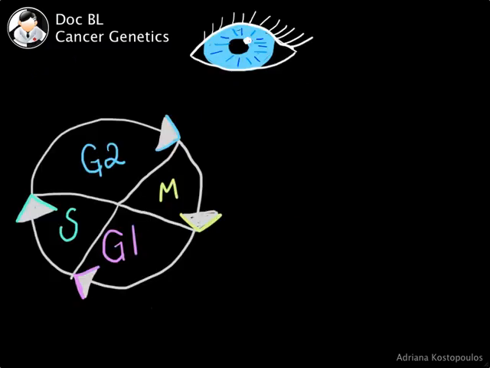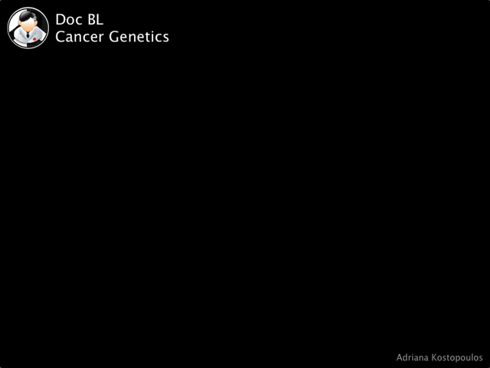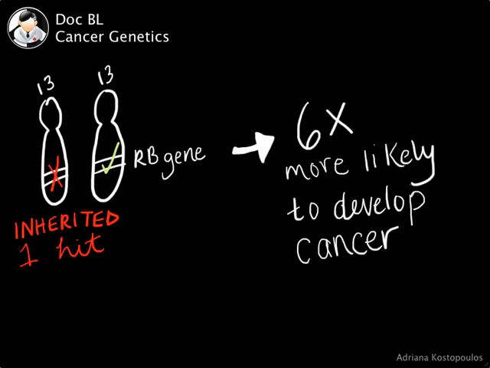So let's take the example of retinoblastoma. This is a tumor of the retina. Retinoblastoma is also the name of a protein that monitors the cell cycle at G1 phase. So if a cell has damaged DNA, it can't get past this to proliferate. Some people inherit one bad copy of this RB gene, and that means that they are 6 times more likely to have cancer because they just need one more mutation for cancer to be caused.